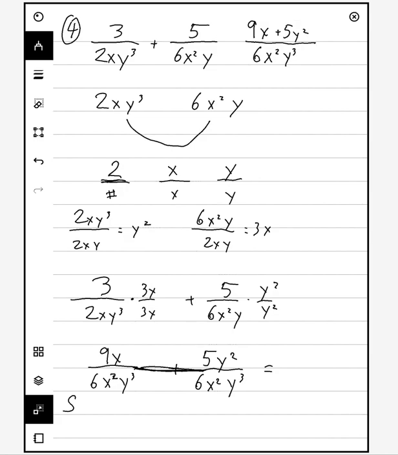And I'm just going to highlight again. The only way to add these two is to have the same denominator. So we have to change this guy to 6x squared y cubed by multiplying by 3x. And to this guy, we have to multiply by y squared.